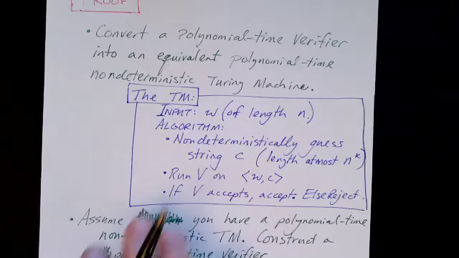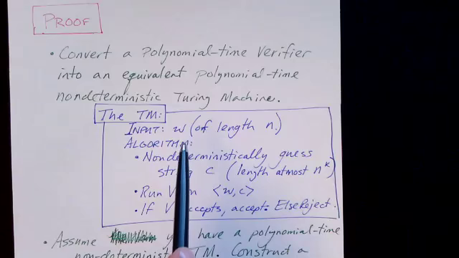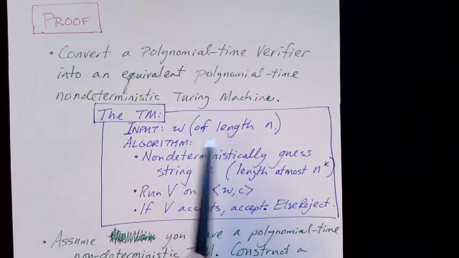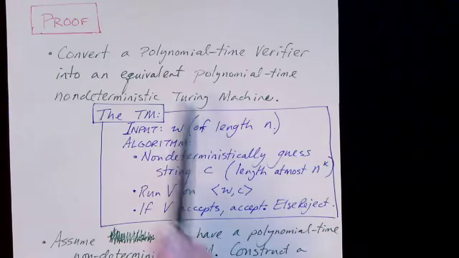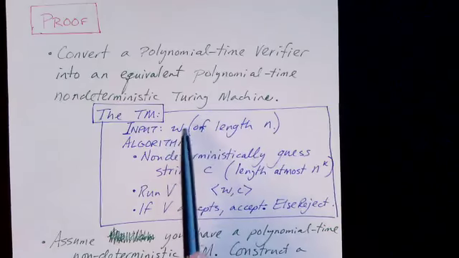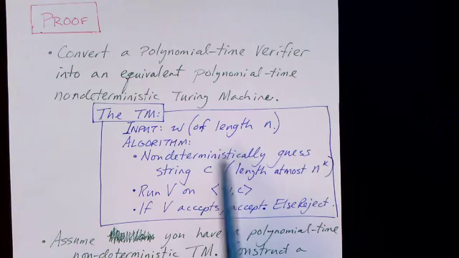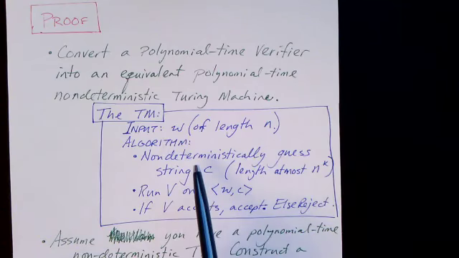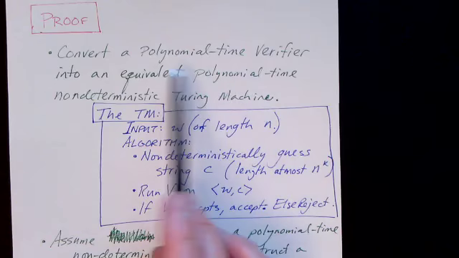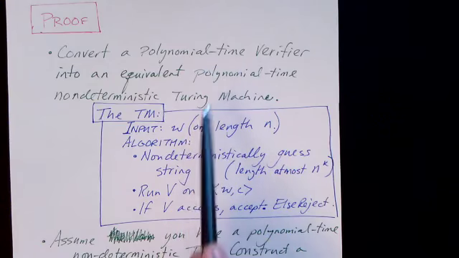So let's go up to the first part of the proof, the first direction. An equivalent polynomial time non-deterministic Turing machine. Well, here's the Turing machine. This is a non-deterministic Turing machine, so we get to non-deterministically guess things. We're assuming we have a verifying algorithm that runs in polynomial time, so we can use that as a subroutine in this machine.